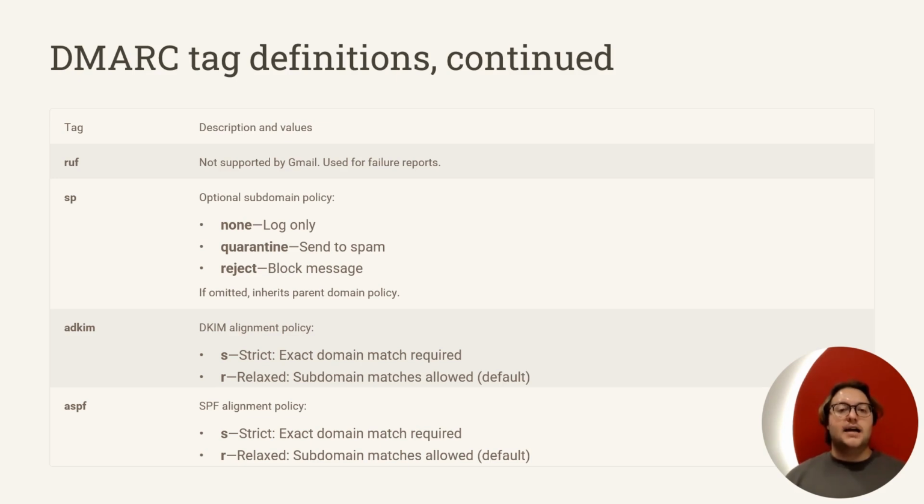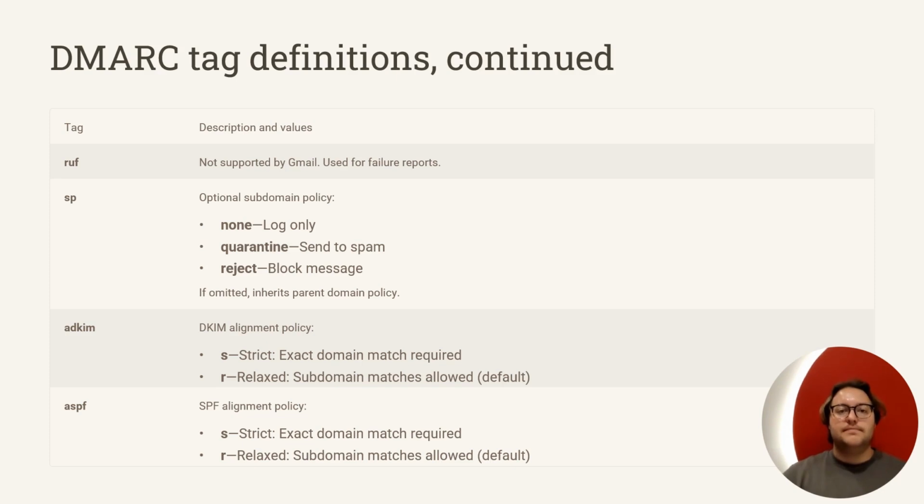The ADKIM tag defines the DKIM alignment policy, which can be set to strict, requiring an exact domain match, or relaxed, which allows subdomains, and is the default. The ASPF tag defines the SPF alignment policy, which can also be set to strict or relaxed, depending on your preferences. These tag definitions are important for properly configuring DMARC to achieve the desired email authentication and delivery outcomes that you are looking for.